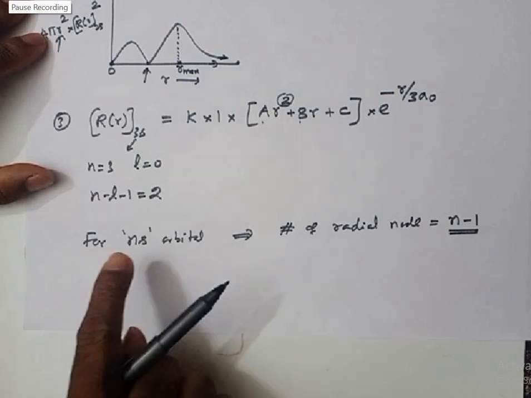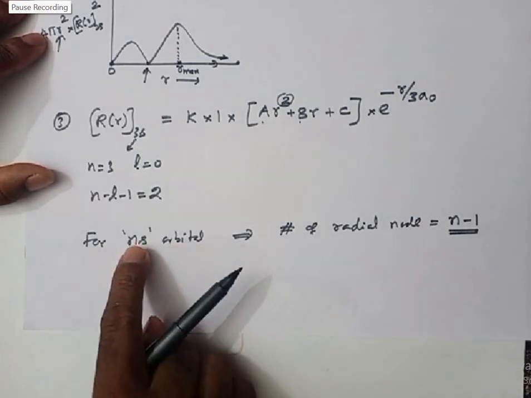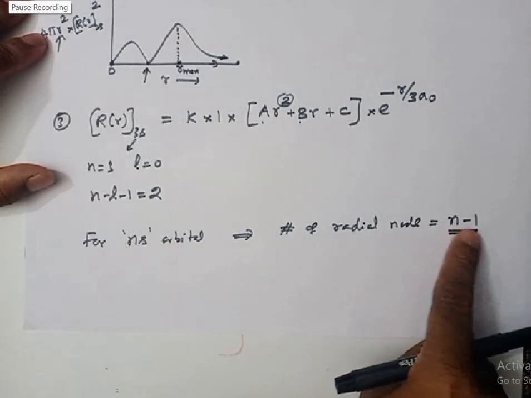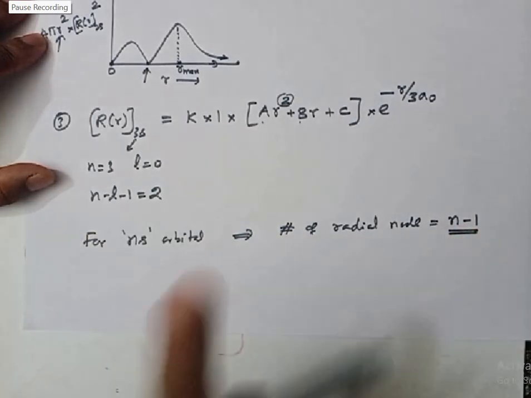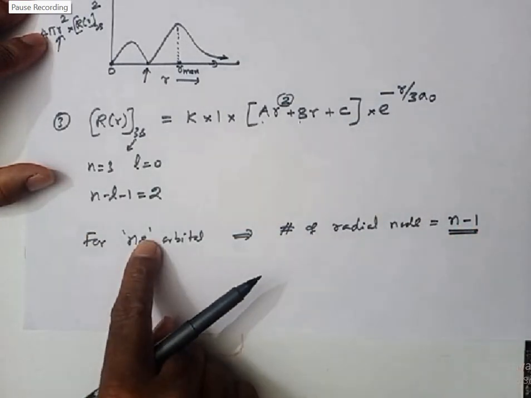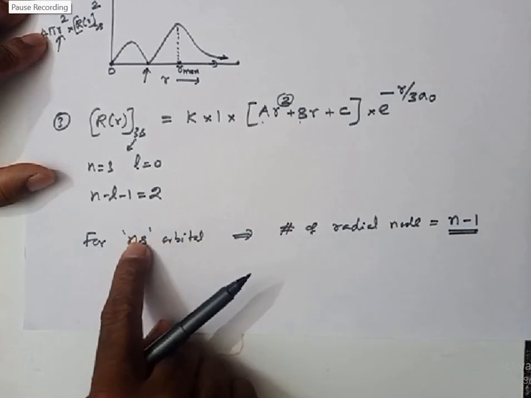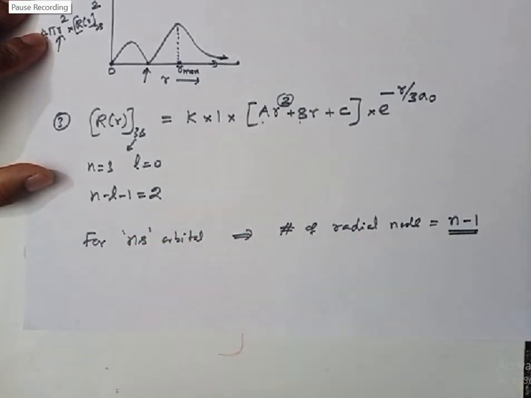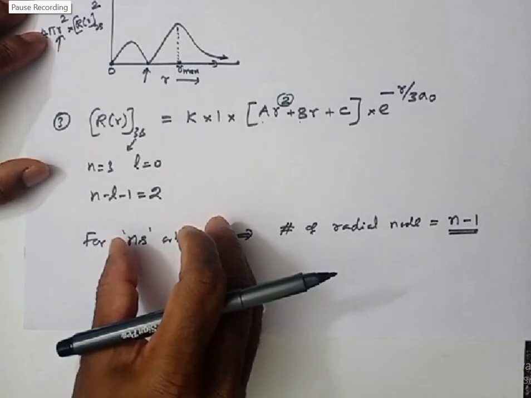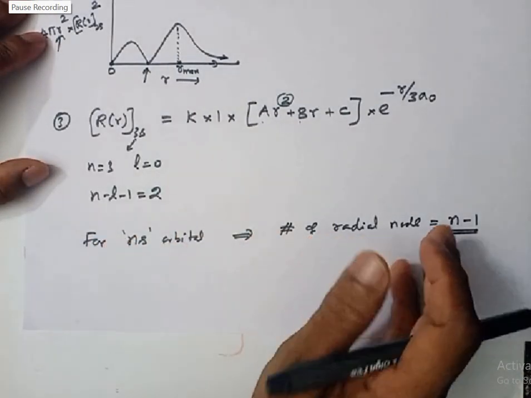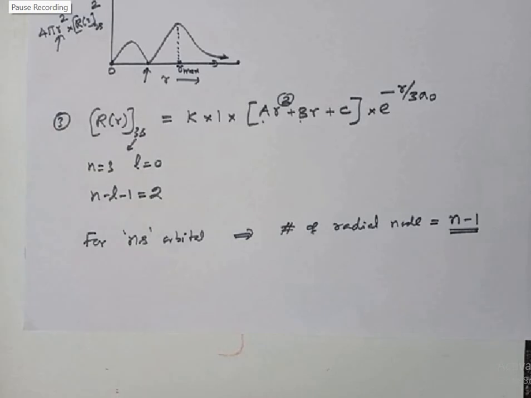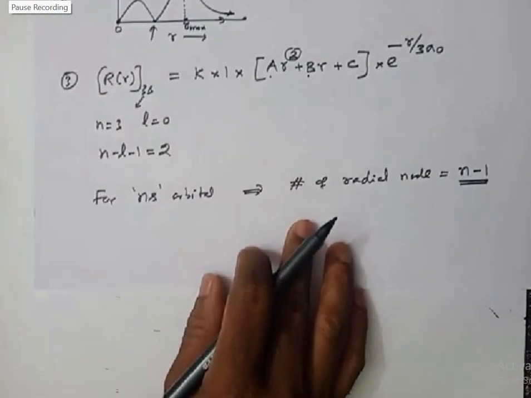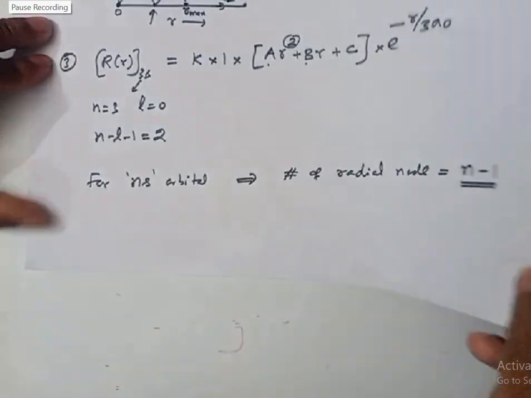If you take 1s orbital, n value is 1. If you put 1 here, 1 minus 1 is 0, so no node. For 1s orbital, no node. For 2s orbital, you will get 1 node. For 3s orbital, you will get 2 nodes. For 4s orbital, you will get 3 nodes, like that. For ns orbital, you will get number of radial nodes equal to n minus 1. Now what about for p subshells or p orbitals? Let me go to the next one.